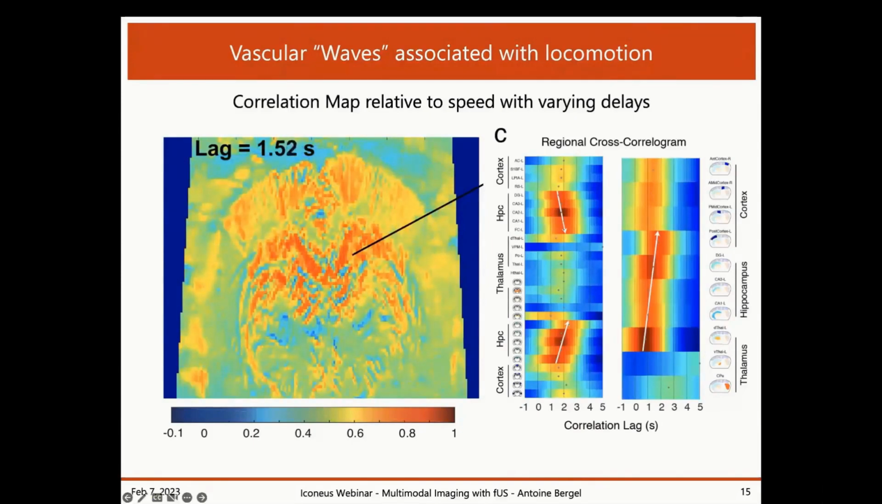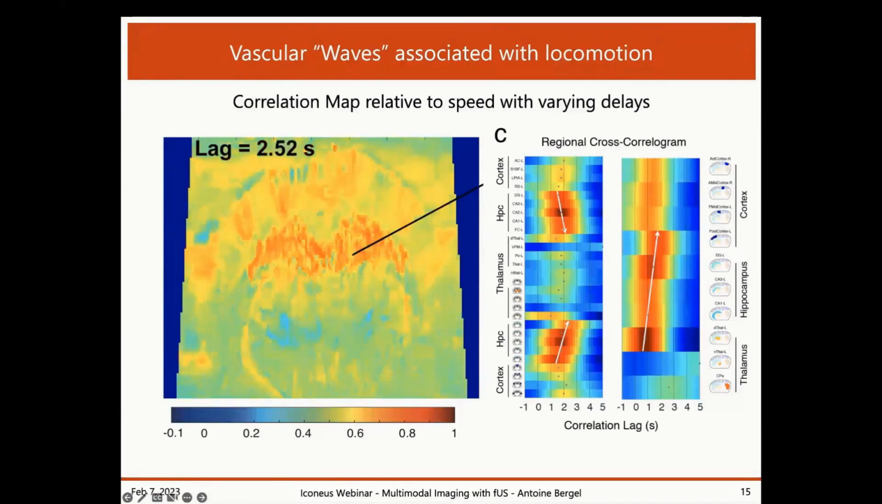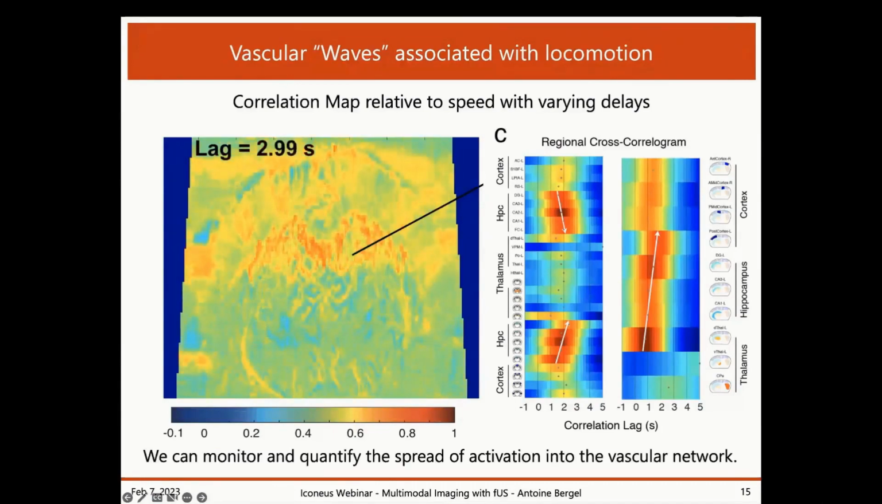happens. So we could do the same with a regional cross-correlogram, and you really see the spread of this activity both in coronal and diagonal planes.